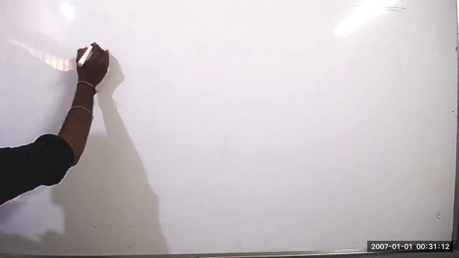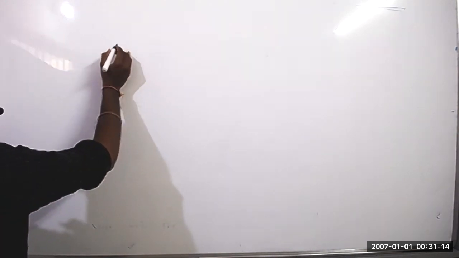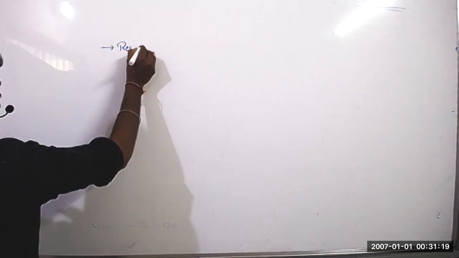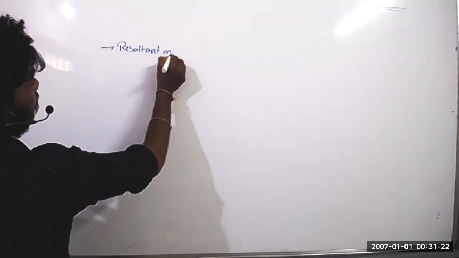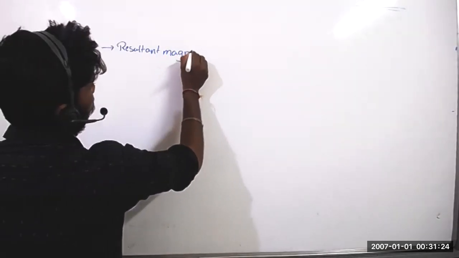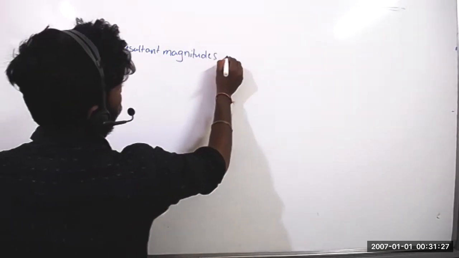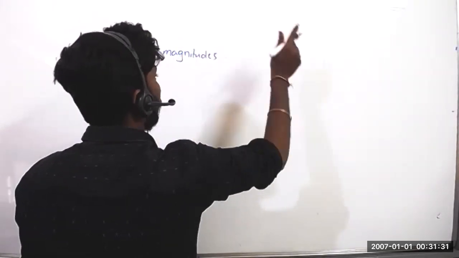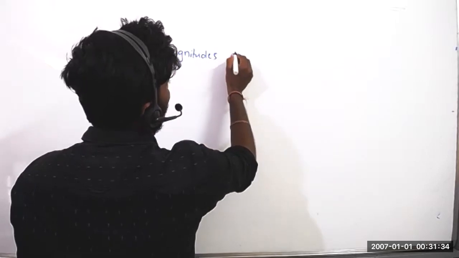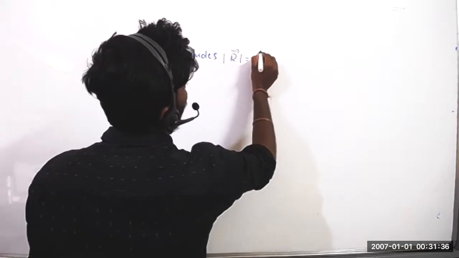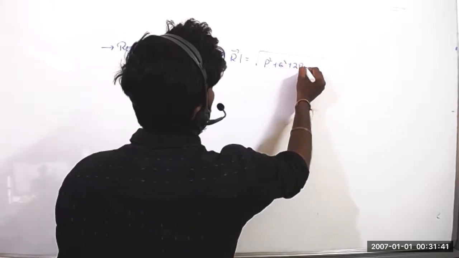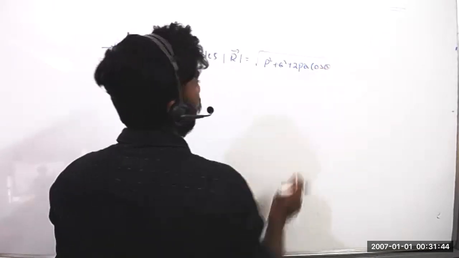Okay, let's see. Now, what is the resultant in the parallelogram law? Resultant magnitude, how much? How to calculate the magnitude? So magnitude is root of tan two alpha square plus... No. That's where you will make mistakes. Magnitude is mod R bar, which is equal to root over P square plus Q square plus 2PQ cos theta. It gives the magnitude. Did you understand or not?